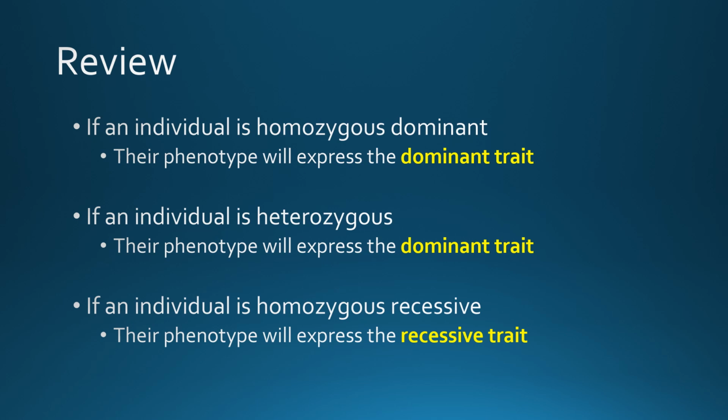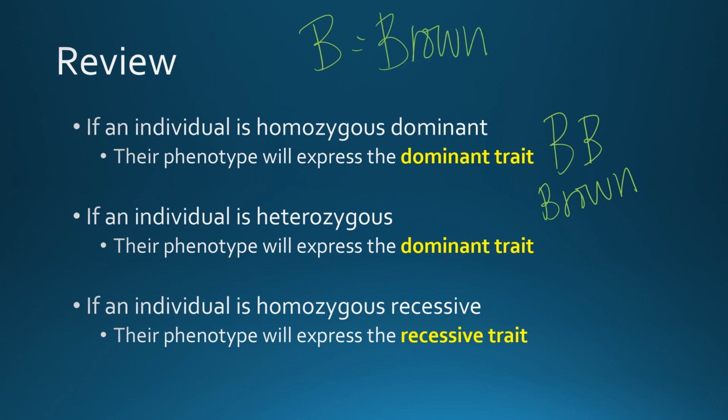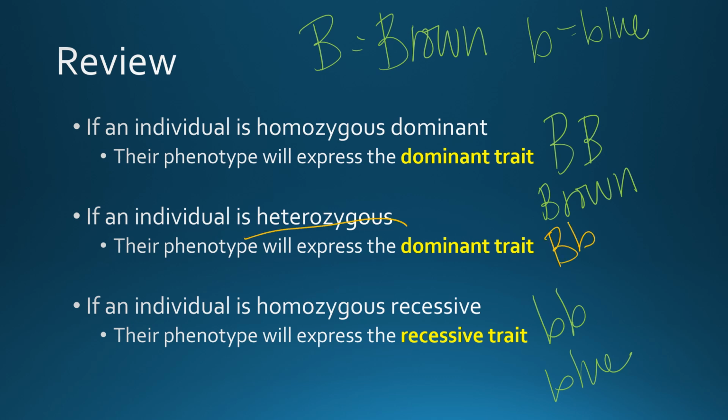So if I have homozygous dominant, big B, they're going to have brown eyes, if capital B, for our dominant trait, is brown eyes. If I have an individual who is homozygous recessive, or little b, and little b is the recessive trait of blue eyes, that individual will have blue eyes. If my individual is heterozygous, meaning big B, little b, they will still show brown eyes because of the law of dominance. Now, let's briefly review that.